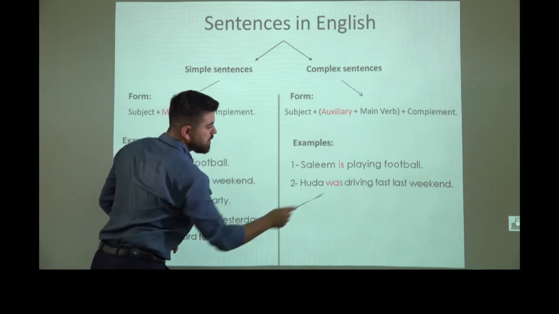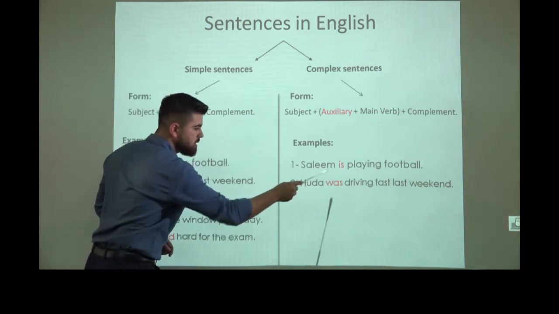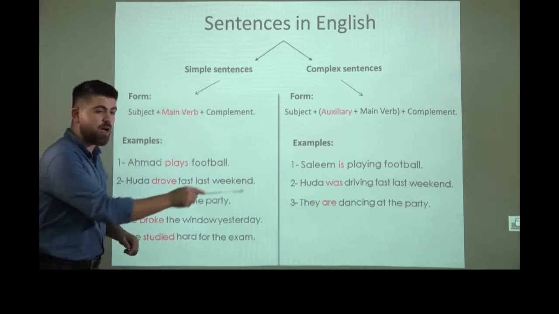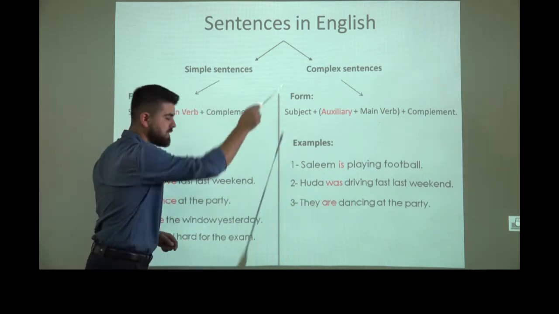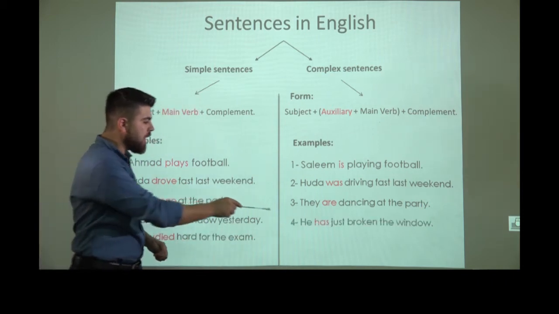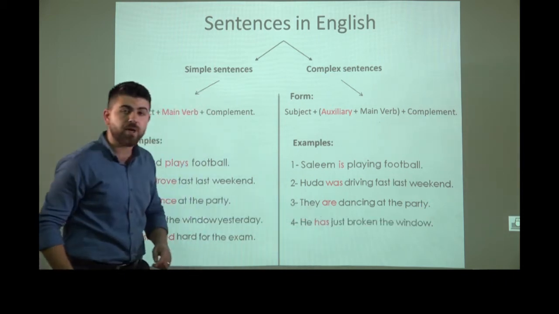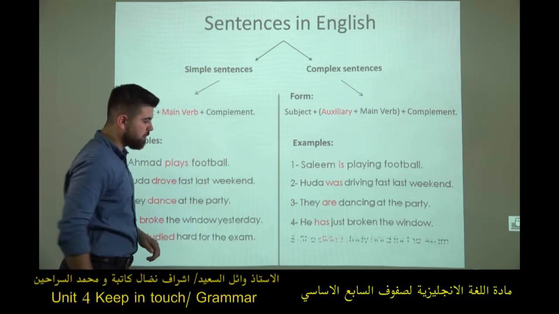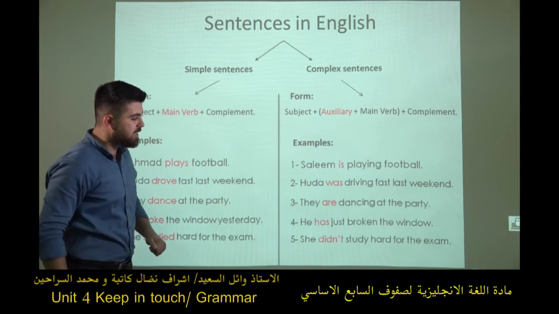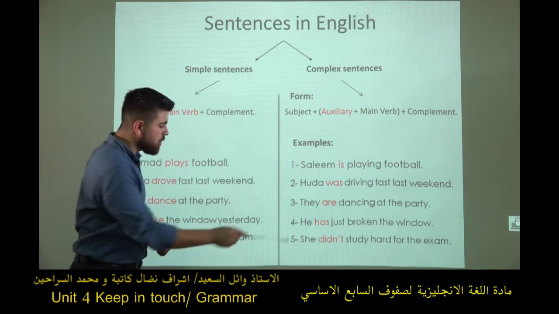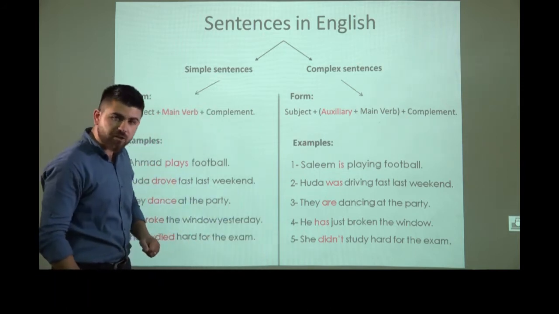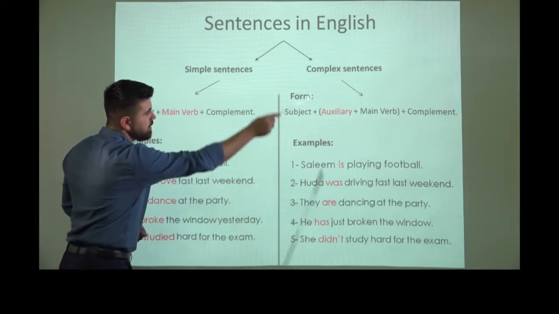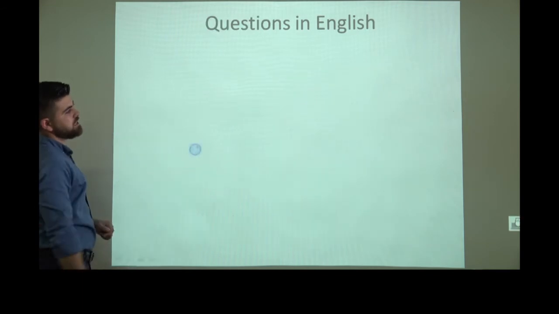2. Huda was driving fast last week. Was is an auxiliary. 3. They are dancing at the party. Are here is an auxiliary, so it is a complex also. 4. He has just broken the window. Has is one of the auxiliaries. Number 5. She didn't study hard for the exam. So also didn't is an auxiliary. So these 5 examples are for the complex sentences.